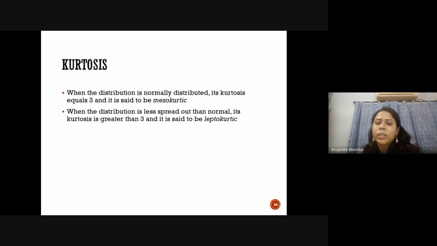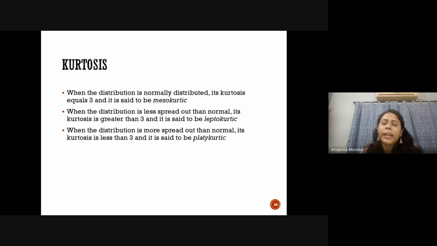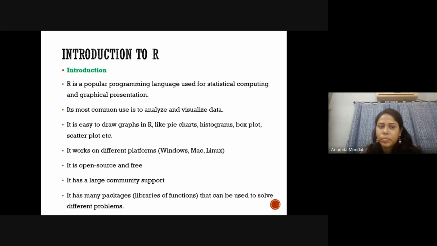When the distribution is normally distributed, its kurtosis is equal to 3 and it is said to be mesokurtic. When the distribution is less spread out than the normal, its kurtosis is greater than 3 and it is said to be leptokurtic. And the last one: when the distribution is more spread out than the normal, its kurtosis is less than 3 and it is called platykurtic.